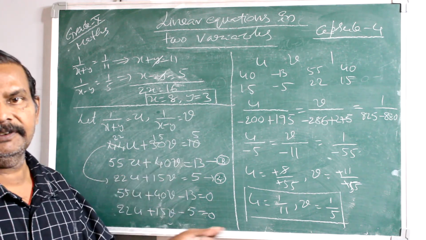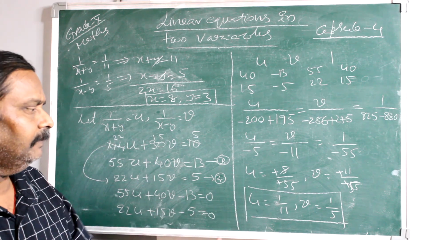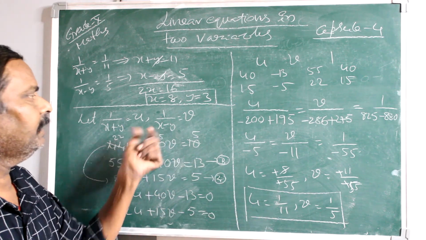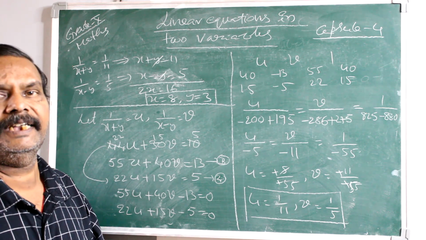A bit lengthy process but very easy. First is reducing into standard form, get the values of u and v and go for the resubstitution, you will get the final answer. That's it for this capsule.